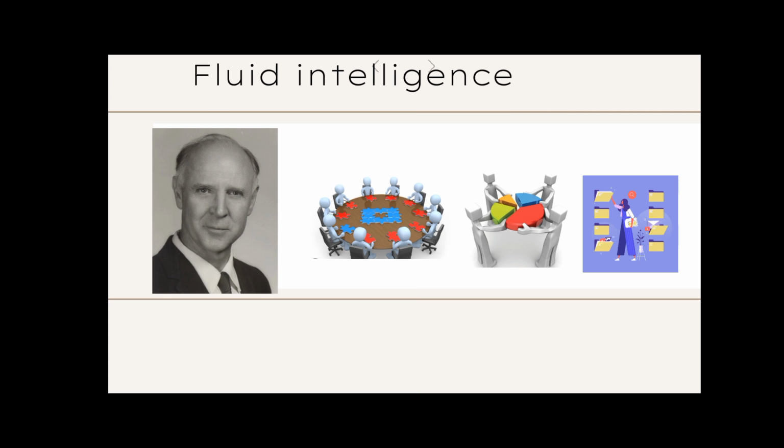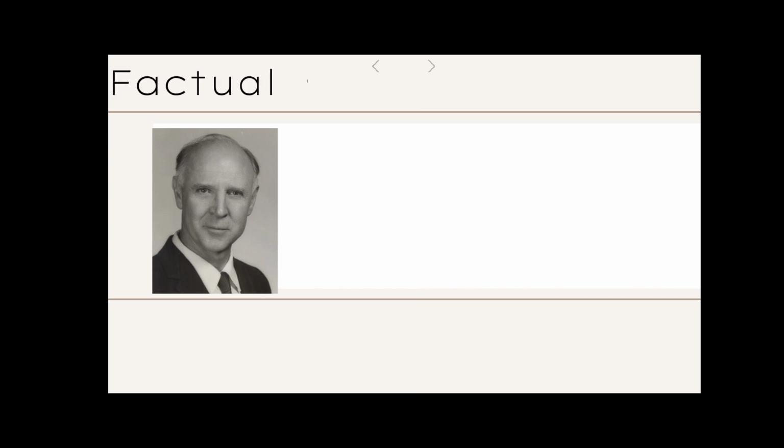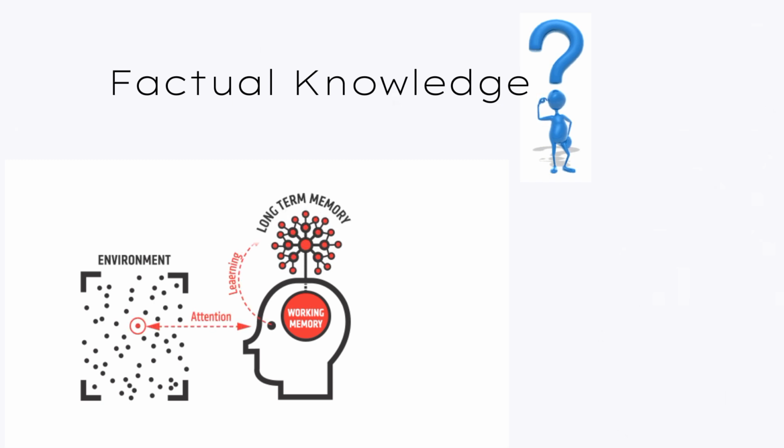For example, when you think of a strategy to solve a complicated math problem, you are using your fluid intelligence. Crystallized intelligence, on the other hand, develops through the exercise of fluid intelligence. It is a product of the acquisition of knowledge and skills that are strongly dependent on exposure to culture, and it is also factual knowledge. So what is factual knowledge? People can gain crystallized intelligence as they memorize facts and gain exposure to new knowledge and more experiences. Thus, it is your ability to apply knowledge from prior learning that was stored in your head.